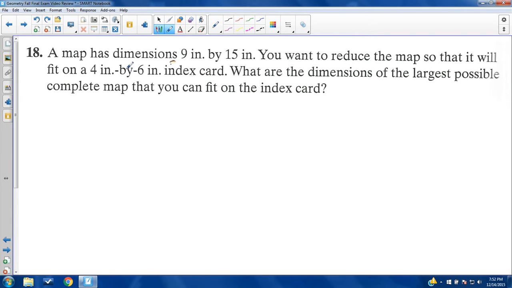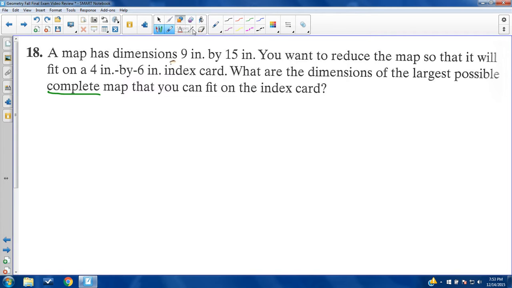Okay, a map has dimensions 9 inches by 15 inches. You want to reduce the map so that it will fit on a 4 by 6 inch index card. What are the dimensions of the largest possible complete map? This is actually the key word in this, that you can fit on the index card.